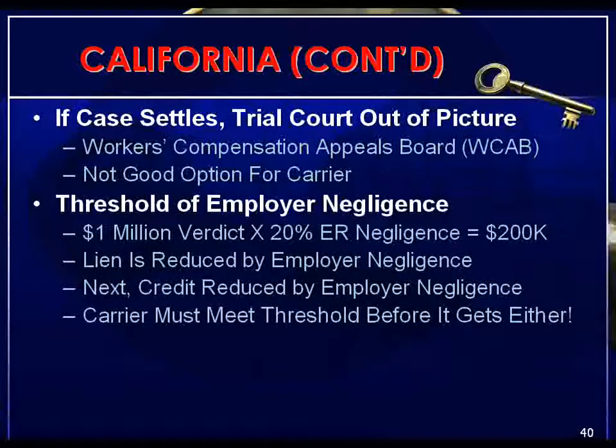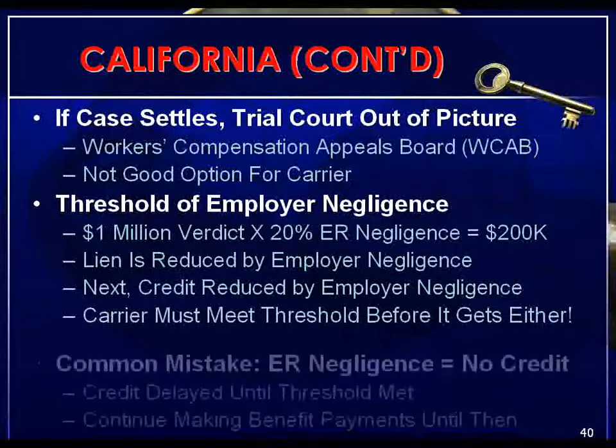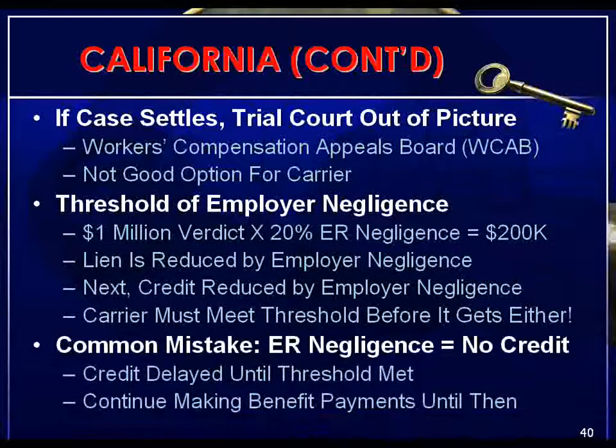The threshold of employer negligence I talked about, quick example, it's a $1 million verdict times 20% employer negligence equals $200,000. This means the lien is reduced by the amount of the employer's negligence. Next, the credit is reduced by the employer's negligence, and you must meet the employer's threshold before it gets either. There's a common mistake. Attorneys will tell you if there's employer negligence, there's no credit. That's simply not true.